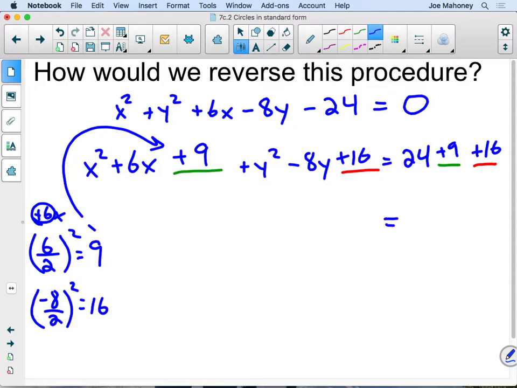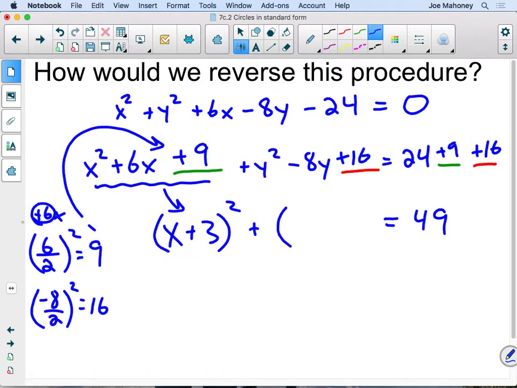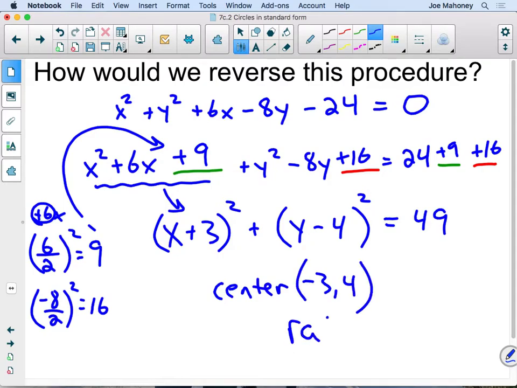So on the right side, I get 49. And on the left side, I can factor these expressions. This x squared plus 6x plus 9, it's a perfect square. That's why we complete the square, to write it as the square of x plus 3. And likewise, we'll write this as the square of y minus 4. And sure enough, this tells me that I got a circle whose center is at -3, 4, and whose radius is the square root of 49, which is 7.